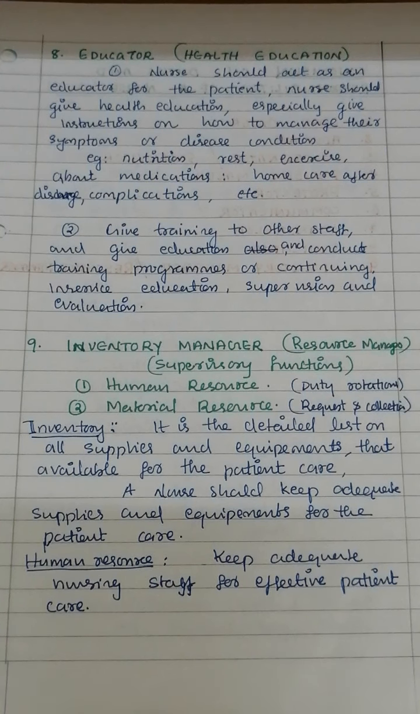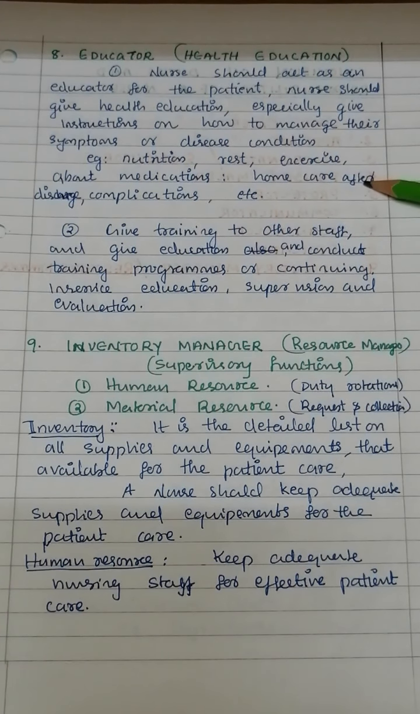I already told you under caregiver, you have to give proper health instructions to your patient according to your patient's disease condition. You have to give relevant instructions to your patient. Example: nutrition, rest, exercise, medications, home care after discharge from hospital, and education about any further complications that may arise. Regarding all these matters, you have to give proper health instruction or education to your respective patients.